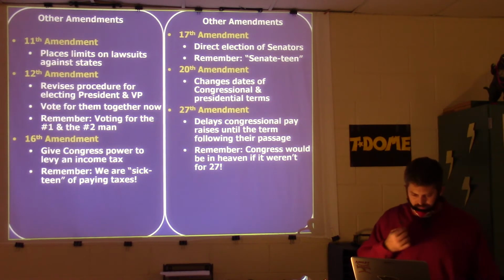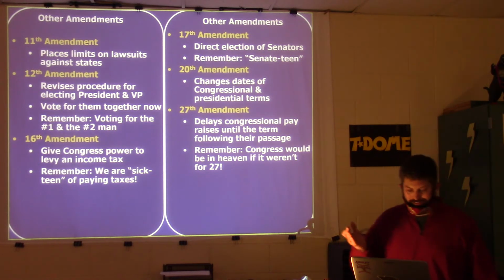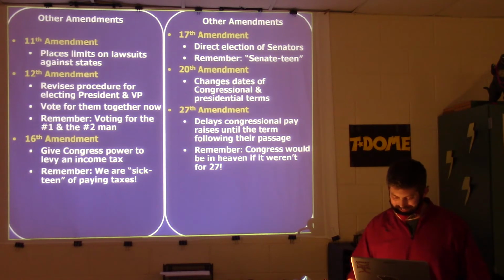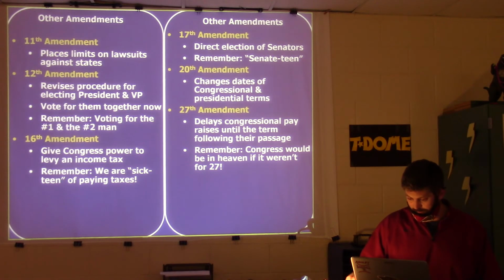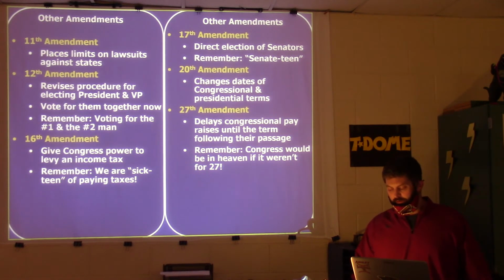The 16th Amendment gives Congress the power to levy an income tax. How messed up is this? Not until the 16th Amendment, after the Civil War, did Congress decide, you know what, we need more money, and we want to tax people's income. So anything that you made at your job, we're going to tax as the federal government. That didn't happen for a long time, and then all of a sudden after the Civil War, they decided we need this.